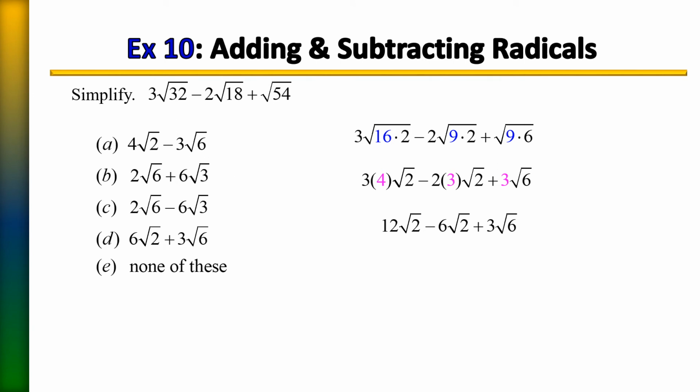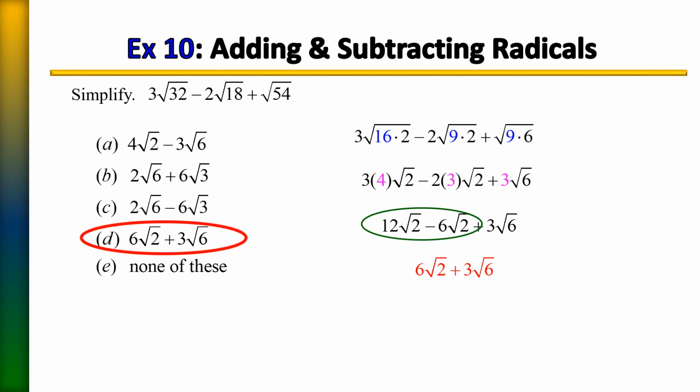Next, notice that the radicands underneath the first two terms here are the same, so we call those like radicals, and with like radicals you can add or subtract them. So the rule is keep the radicand, which is the radical 2. On the outside, I'm going to subtract 12, take away 6. That's going to give me 6 radical 2 plus 3 radical 6. And at this point, you are done because the radicands are not the same. So that is the simplified answer, which is choice D.